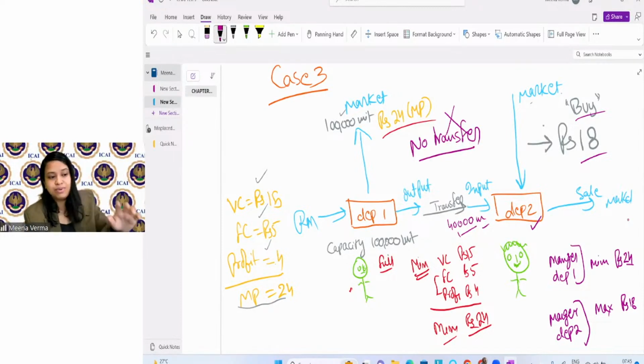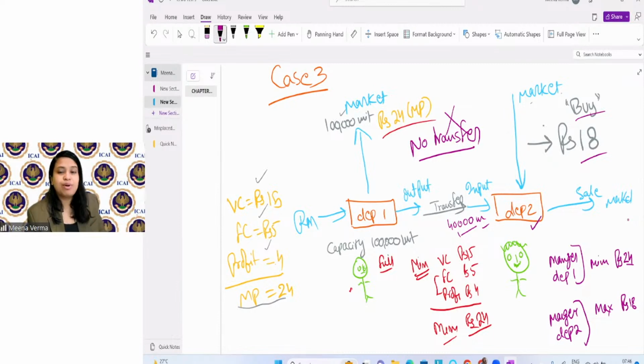Because I can easily get the same product from the market at 18. Why should I pay you more than 18? So this is what he is saying. He's arguing, why should I pay more than 18? I can buy the same product from the market at 18.